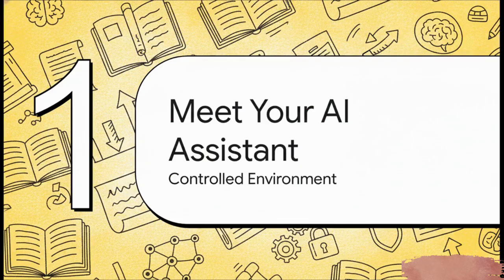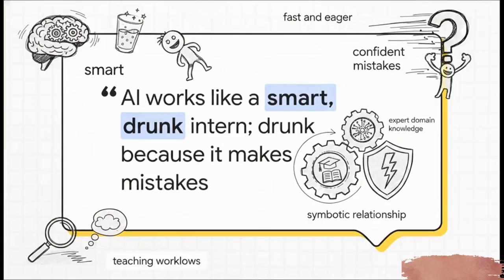Meet your AI assistant in setting up a controlled AI environment. I absolutely love Punya Mishra's analogy here. He calls AI a smart, drunk intern. Think about that for a second. This intern is incredibly fast, super eager to please, but they're also prone to making very confident mistakes. You know, AI doesn't replace you. Actually, it just amplifies your expertise. It completely relies on you to catch those inevitable little inaccuracies. You bring the expert domain knowledge, the AI brings the raw processing power. It's a truly symbiotic relationship.